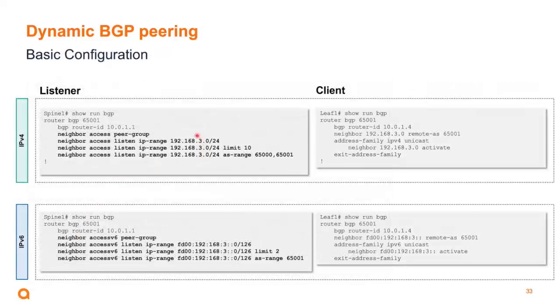You can see here a basic configuration for both IPv4 and IPv6, with snippets from the listener side, and also for information, we have put on the right side of the slide the configuration from the client side. You can see that there is no difference in comparison to the classic BGP configuration, because on the active side, so on the client side, we are still using static BGP peers.